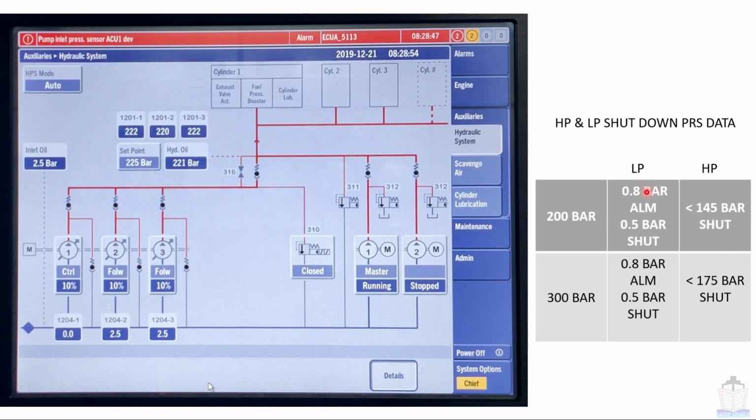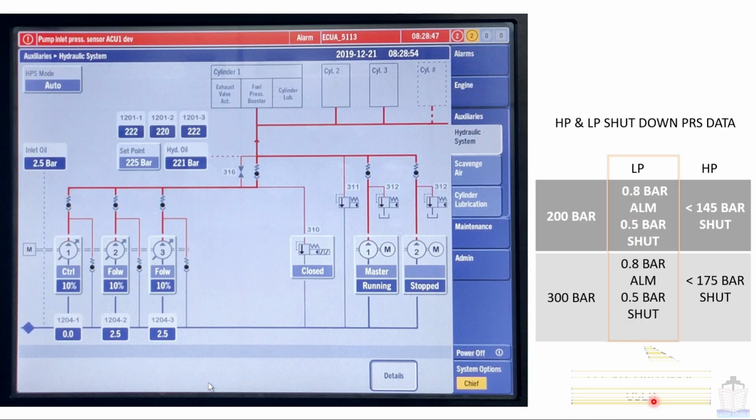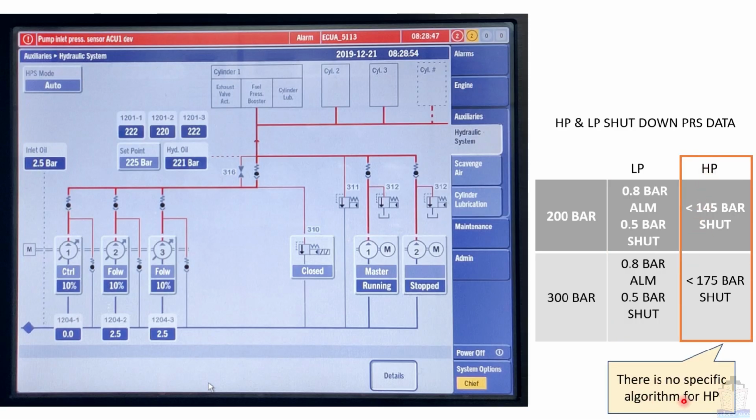Now look at this LP. When low pressure reaches 0.8 bar, an alarm will be displayed like this one, and when it reaches 0.5 bar, a shutdown signal will be generated, and this is true for the 300 bar system as well. In order to get this 0.8 bar and 0.5 bar, the ECS algorithm is used. As far as the HP is concerned, there is no specific algorithm. So now we are moving to discuss the algorithm part of the engine control system.